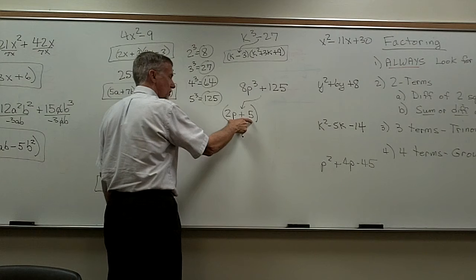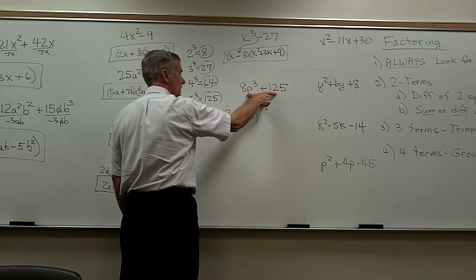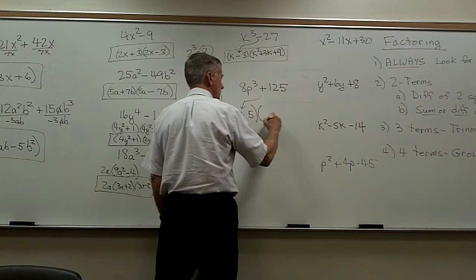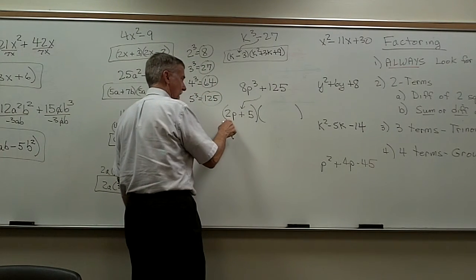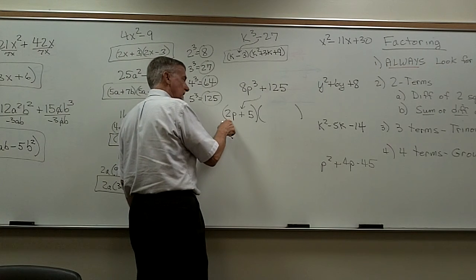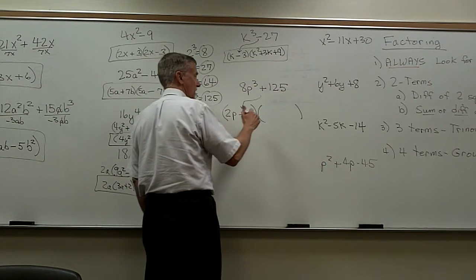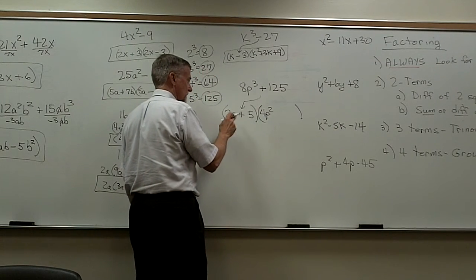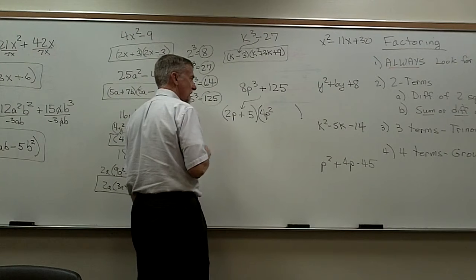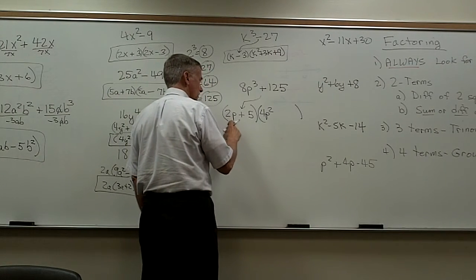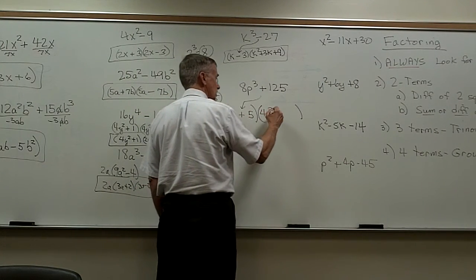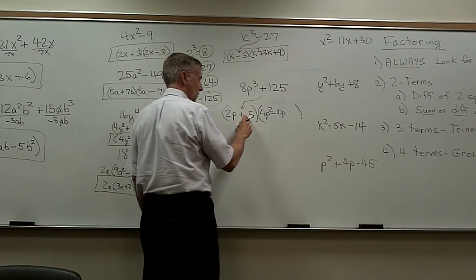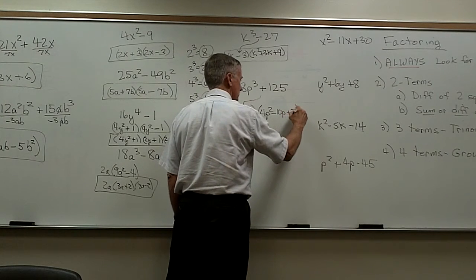So the two terms in your binomial are the cube roots of the two terms in your problem. Then the trinomial will be formed by squaring the first term. So what is 2p times 2p? 4p squared. So I square the whole thing, number and variable. 2p times 2p is 4p squared. Then I multiply the two together, so 2p times 5 is 10p, and change the sign, so that's a minus 10p. And then square the second one, 5 times 5 is 25.